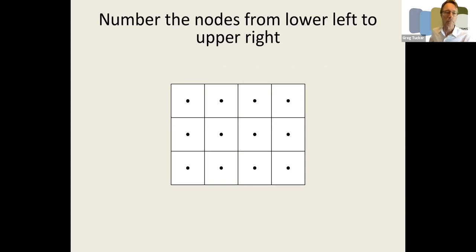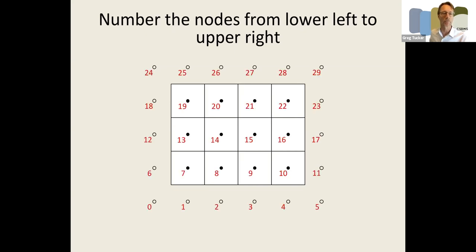Here's the thing that'll be useful to us later. The numbering is going to go from lower left to upper right like this. So the bottommost row is 0, 1, 2, 3, 4, 5. The next one is 6, 7, 8, 9, 10, 11, and so on until we get up to number 29. That's how we'll set up our grid.